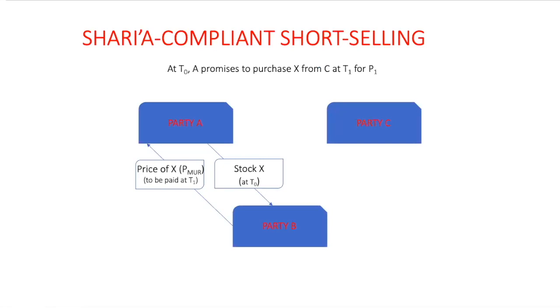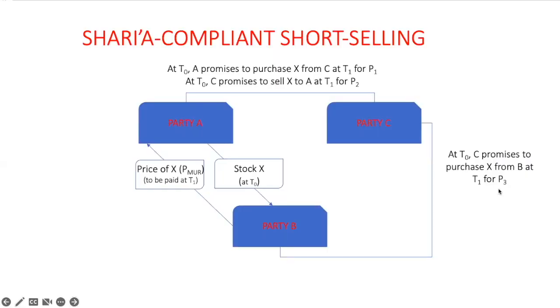Party C, as in the previous example, is required as a facilitator of the transaction. So at T naught, after this arrangement has taken place, A promises to purchase X from C at T1 for price P1. This is promise number one. And promise number two, at the same time, C promises to purchase X from party B at T1, on a future date, for a price P3.